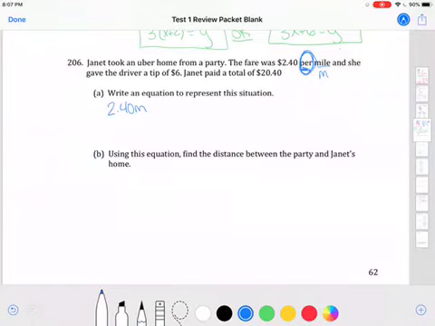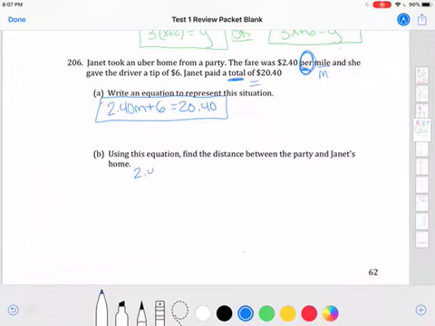So if I were to drive 7 miles, that means it'd be $2.40 times 7. But then she also gave the tip of $6. So on top of that, or in addition to that, I'm going to have plus 6. Now, when all is said and done, we paid a total means equals $20.40. The directions for part A were to write an equation. That means I am done. I've written the equation. I've done all that I was asked to do, and we are all good.